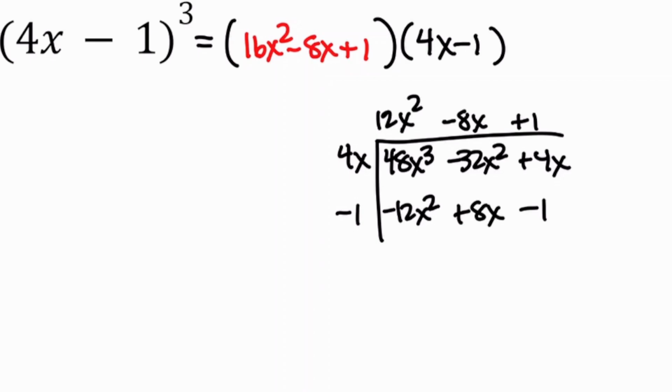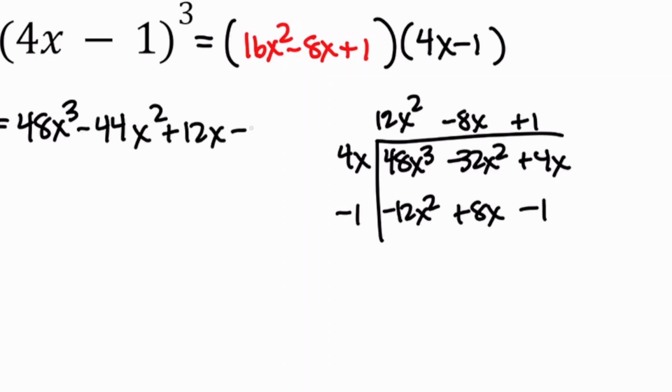Now I can add all of this together and I'll get 48x cubed, negative 44x squared. I wonder if that's right. 32 and 12, yeah, okay. 8 plus 4 is 12. x and minus 1. I'm sure about the first and the last terms. No, 40. What is going on here? Oh, that's why. Okay, I already see the mistake.